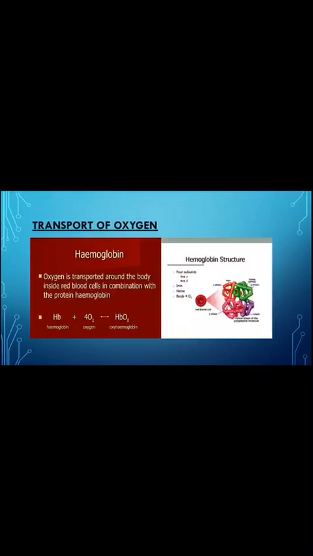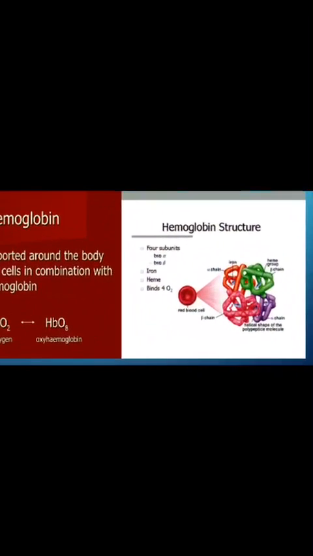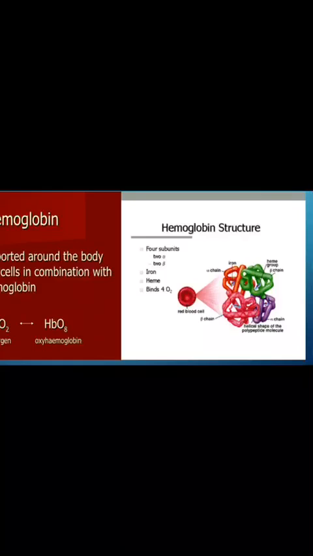As we have already discussed in our previous lesson on the blood topic, the red blood cells contain hemoglobin. So the transport of oxygen takes place there, because the main function of the red blood cells is to transport oxygen. It is transported around the body inside the red blood cells in combination with the protein hemoglobin. Just look at this picture of hemoglobin structure.